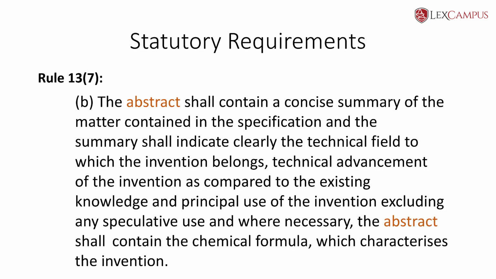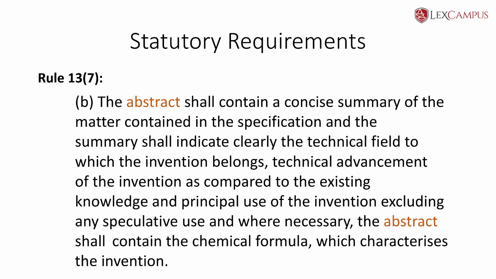Clause (b) continues. The abstract shall contain a concise summary of the matter contained in the specification. So the abstract is a summary, and the summary shall indicate clearly the technical field to which the invention belongs. So the field of invention has to be mentioned in the abstract. Technical advancement of the invention as compared to the existing knowledge.